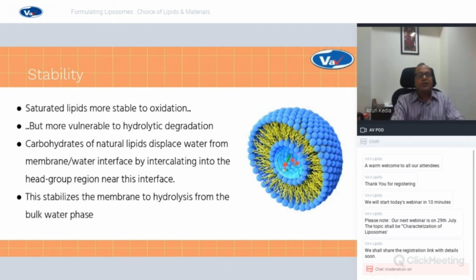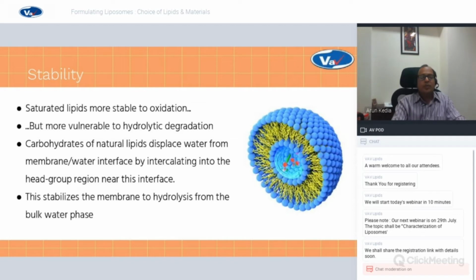Then the question of stability. So in general, saturated lipids are more stable to oxidation. But be careful here because they are more vulnerable to hydrolysis. And so quite often the question asked by researchers is, should I only start with synthetics because they are fully saturated? My answer is not necessarily. There are other factors to consider because even if you have oxidation stability, you can have the risk of hydrolysis, and all liposomes will have water.